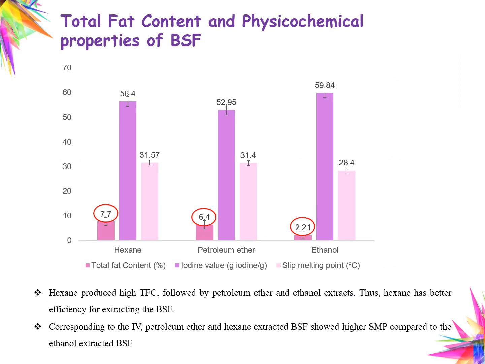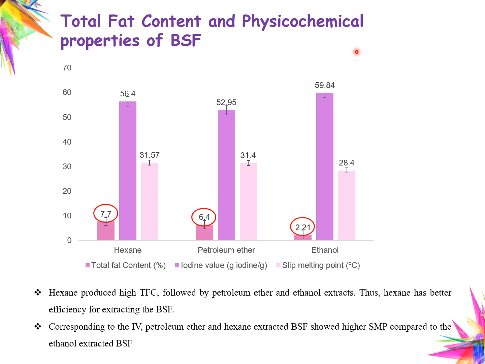The total fat content and the physical chemical properties for the extracted Bambangan seed fat are shown in this graph. Among the extraction solvents, we can see that the hexane produces the highest total fat content, followed by the petroleum ether and the ethanol. This indicates that the hexane has a better efficiency for extracting the Bambangan seed fat. This is because of the low polarity of hexane, which allows rapid molecular transfer between the solvent and the seed, so it gives a higher total fat content.